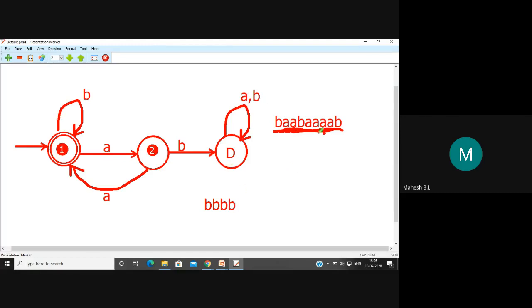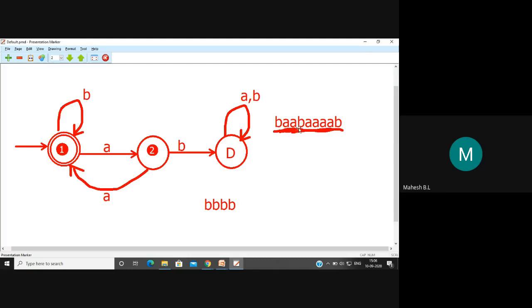Let me consider it once again. B, self loop, A, then B, self loop, A, A, A, A, then B, self loop. So after reading the entire string, your DFSM is in state 1. That's why it belongs to the language.